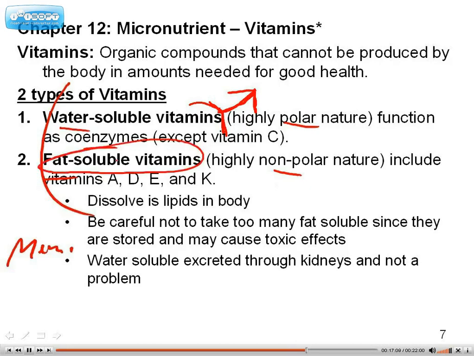Fat-soluble vitamins, however, are stored permanently. The only way to get rid of the fat-soluble vitamins is to use them. So you can overdose on fat-soluble vitamins, which can be bad. Memorize all of these. So where might you overdose on fat-soluble vitamins?